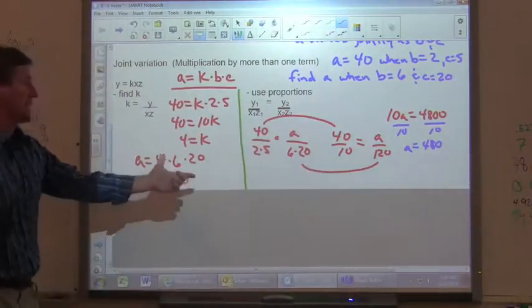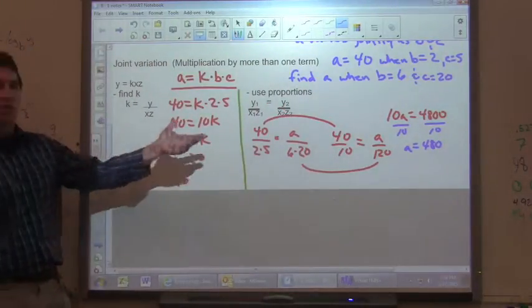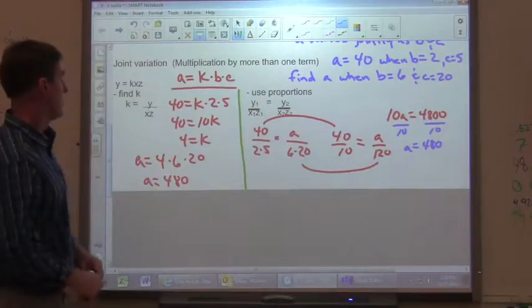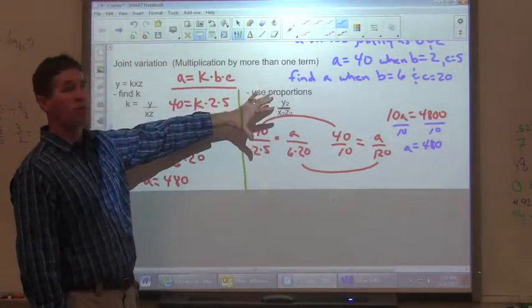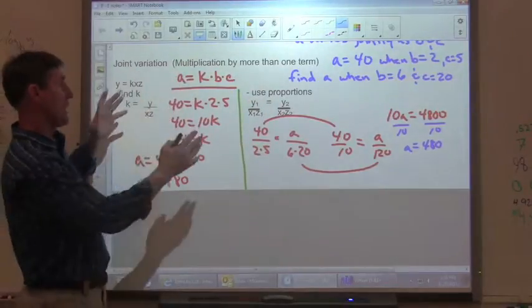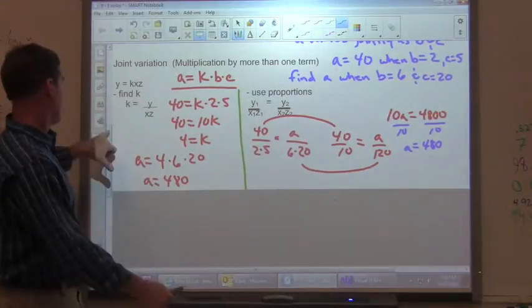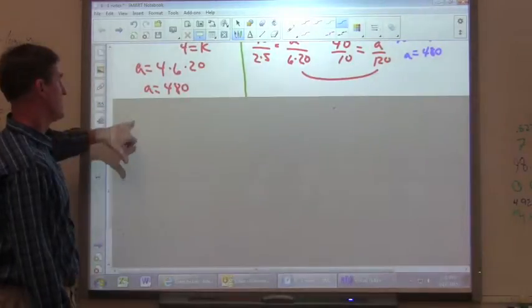So you can see you get the same answer either way. It's just two different ways of doing the problems. Again, proportions are nice if you can remember the formulas. This is pretty easy because you just set it up, plug it in, solve for k, and then once you have your constant, you can solve the equation.